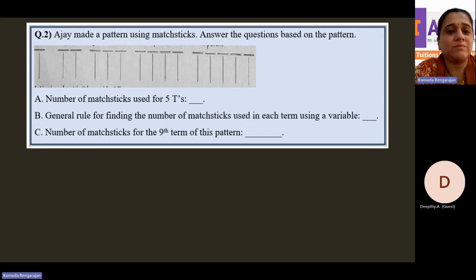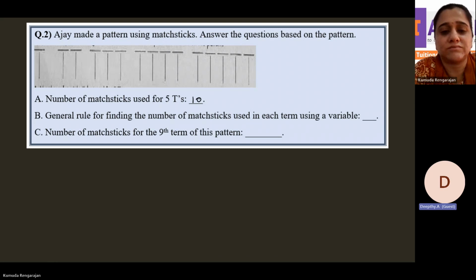Now here, Ajay made a pattern using matchsticks. Answer the questions based on the pattern. Number of matchsticks used for 5 T's. See, for 1 T, how many matchsticks? 2 matchsticks. So number of matchsticks used for 5 T's. Ma'am, it'll be 10. 5T. Correct?